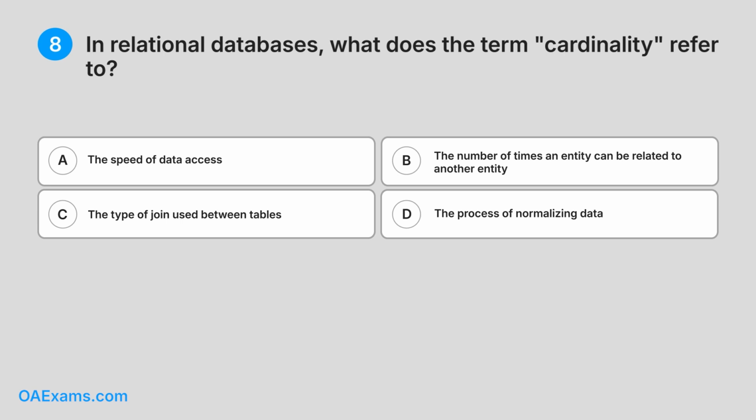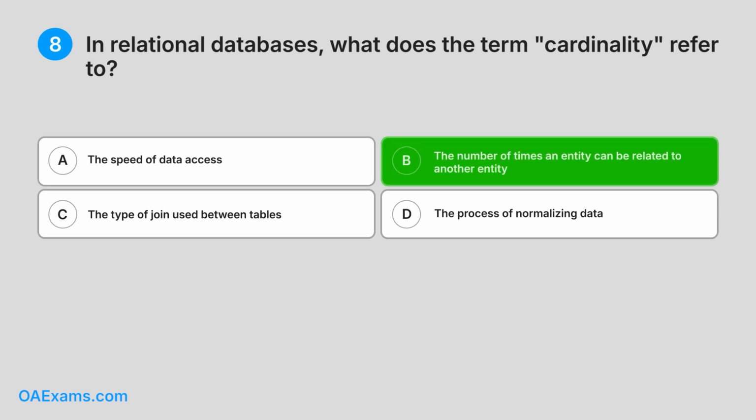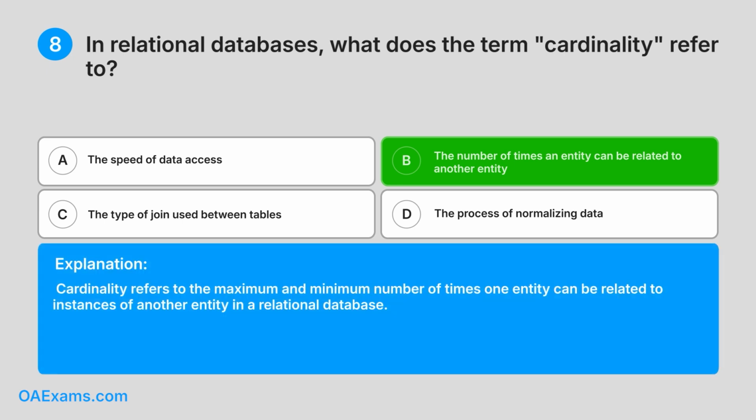Correct answer. B. The number of times an entity can be related to another entity. Explanation. Cardinality refers to the maximum and minimum number of times one entity can be related to instances of another entity in a relational database.